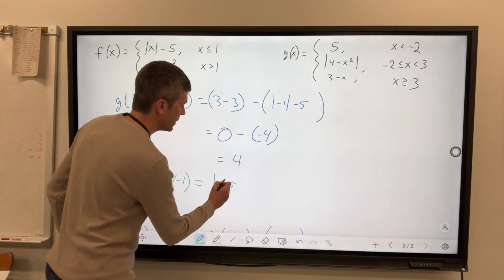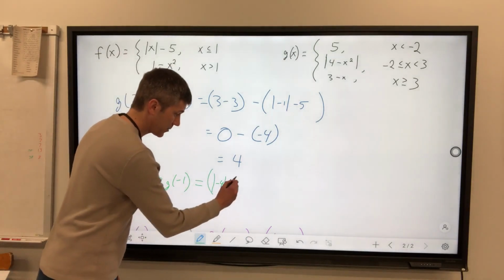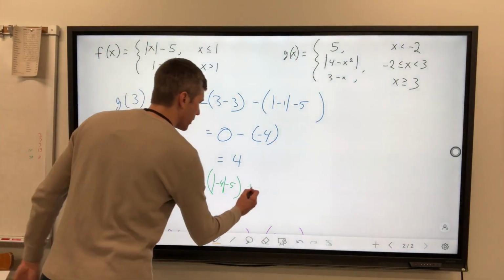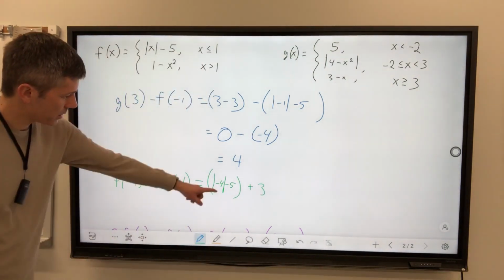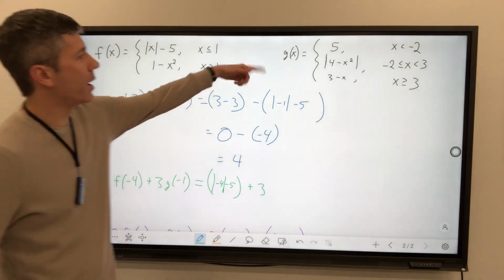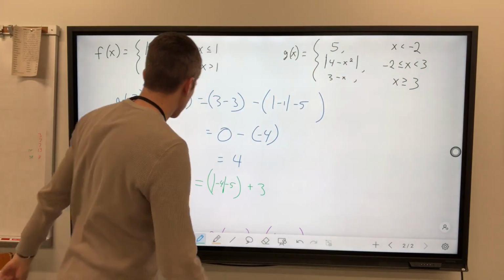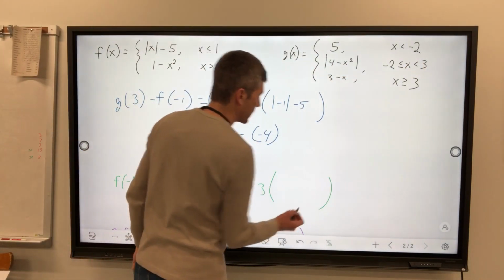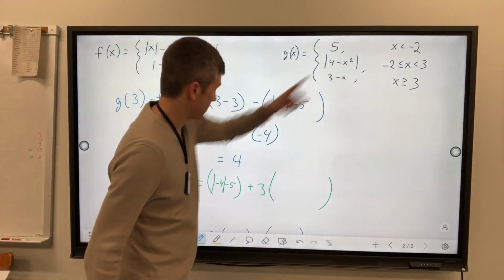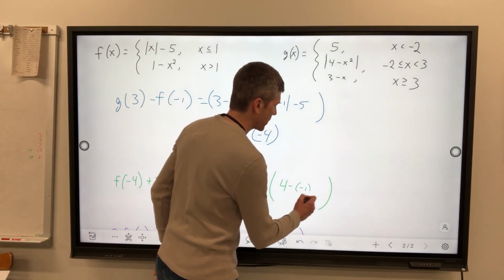Okay. Not necessary, but I like to, out of good habit, group that together. Don't have to, I just like it. Plus 3 times whatever's about to happen. That's a really awkward looking absolute value bar. Oh well. G of -1. -1 is between -2 and 3, so -1 is going to go right there. So we're going to have 3 times whatever's about to happen here, and whatever's about to happen here is this. -1 goes there. So 4 minus -1 squared.